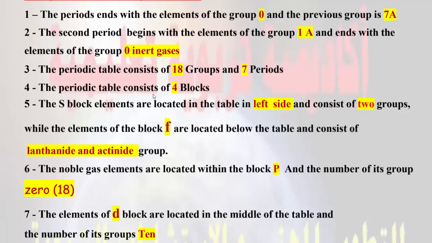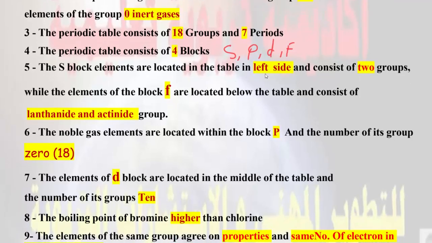The periodic table consists of 4 blocks, which are S, P, D, and F. The S block elements are located on the left side of the table and consist of 2 groups. The S block contains 2 groups, or 2 electrons, so it contains 2 groups. The F block elements are located below the table and consist of the lanthanides and actinides.